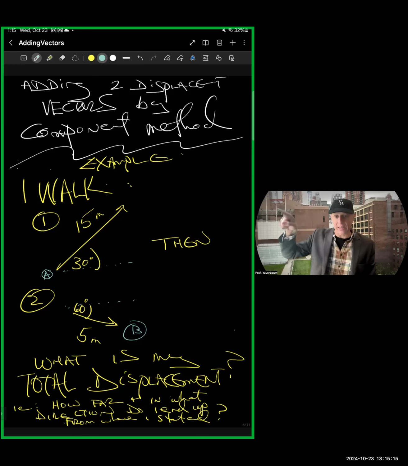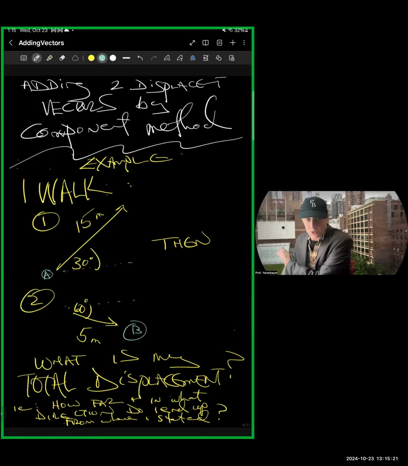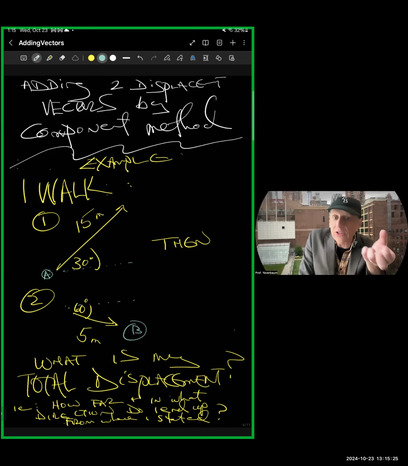I'm asking, if I do that and then that, how far away am I at the end of the day? And in what direction did I travel as a result of these two displacements being added together? So that's what I'm going to try to figure out. What is my total displacement? What's the magnitude, and what's the exact angle direction for this addition of displacement vector problem? And we have 15 minutes to do it, which will be fine.